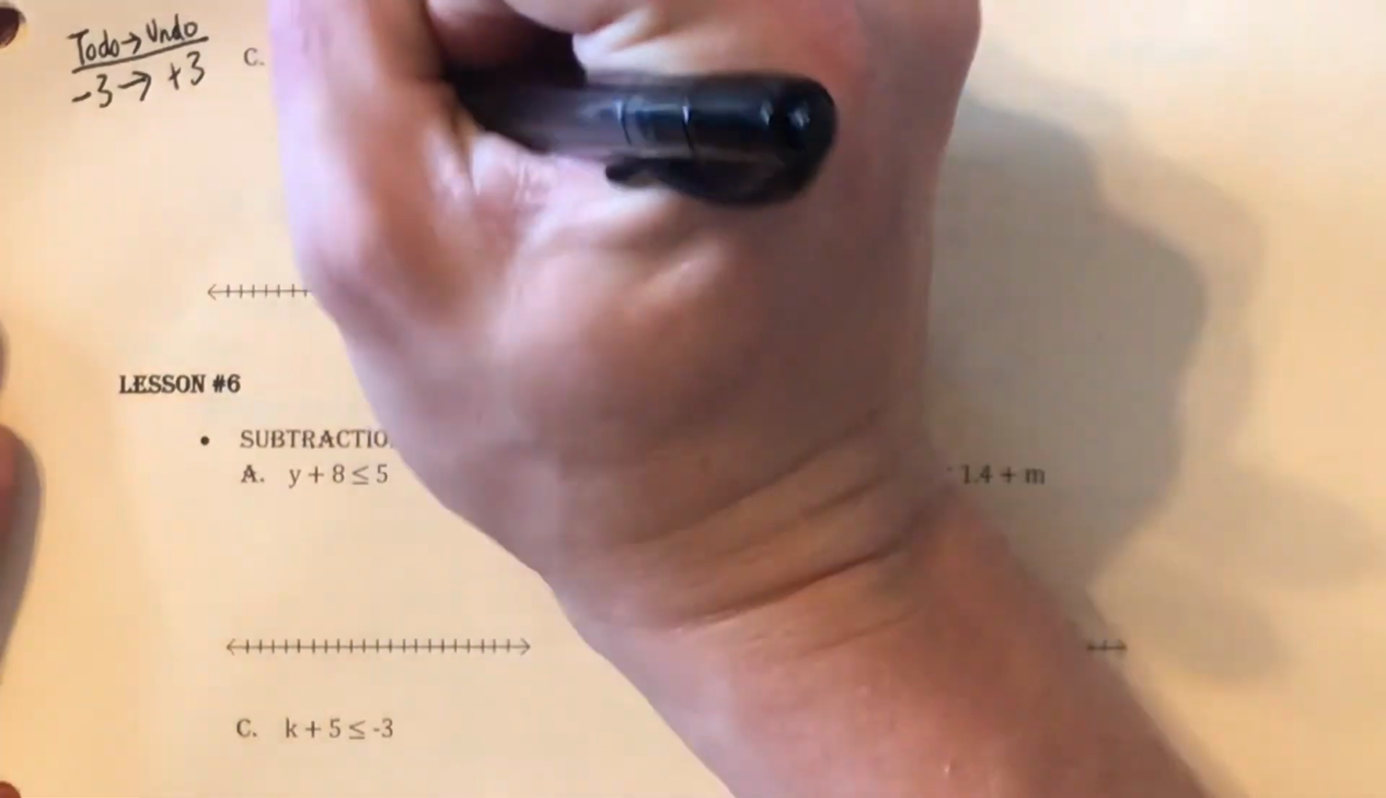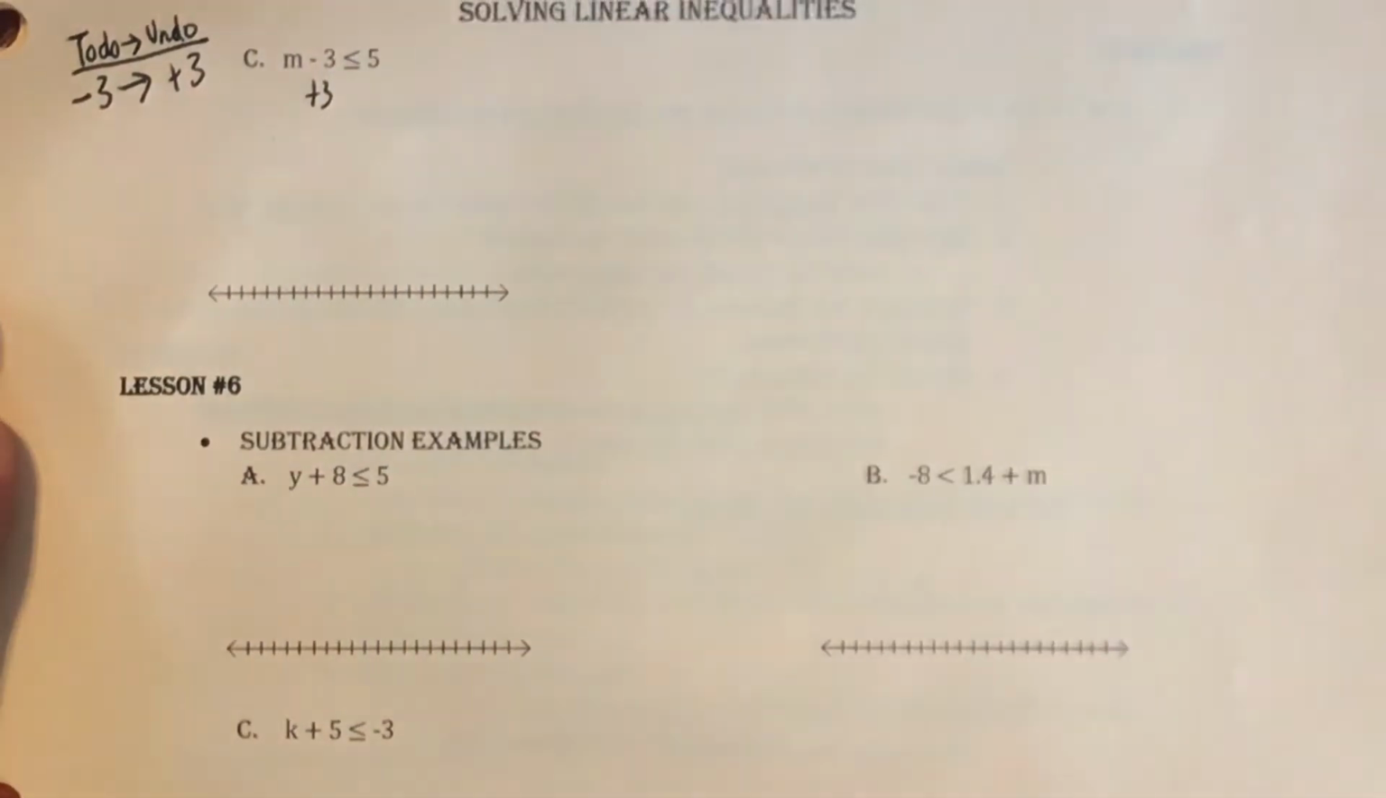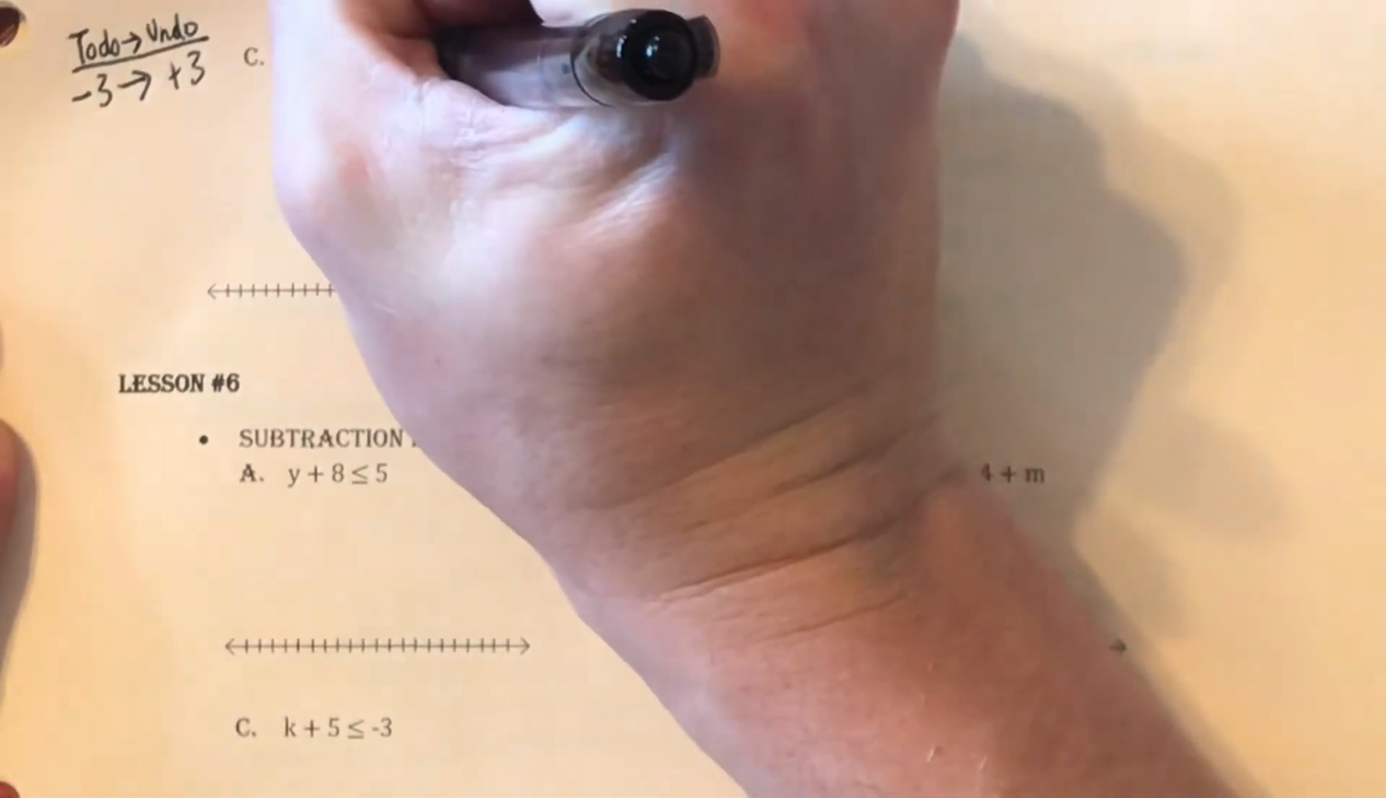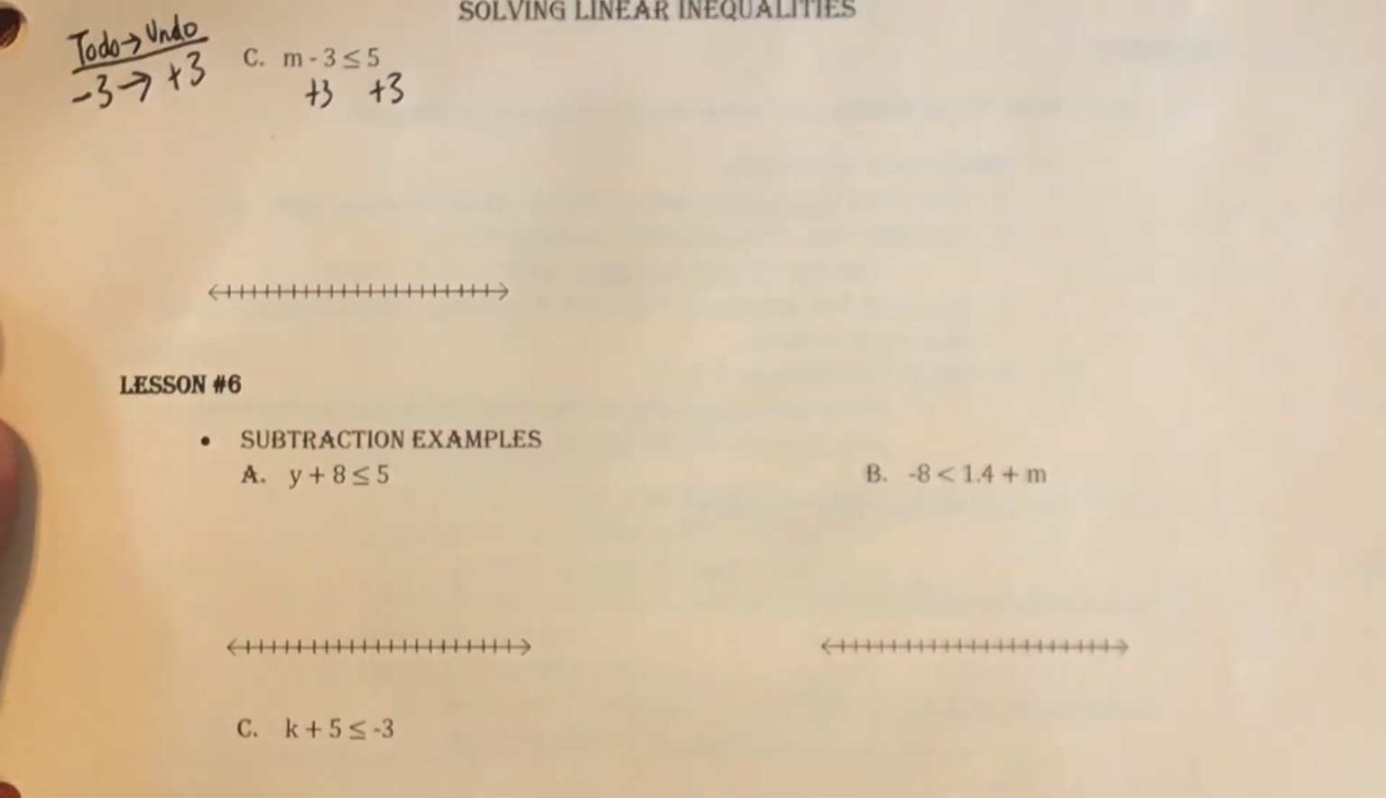So if I came in here and did my to-do, undo list, I would say, all right, m was being subtracted by 3. So in order to undo that, I need to do the inverse operation, which is to add 3. So there is my step to solve this. All right, so now I need to go in and actually solve it. So I need to add 3 under where they were subtracting 3, and I need to add 3 to the other side of the inequality as well, so underneath the 5.